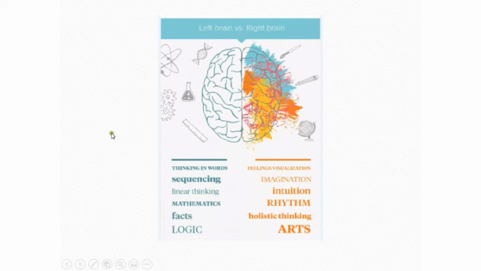Now, looking at the right-hand side of our brain, this part of our brain is good with feeling, visualization, imagination, intuition, rhythm, holistic thinking, and anything that's referred to or that has to deal with art.